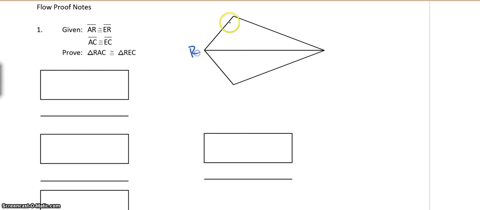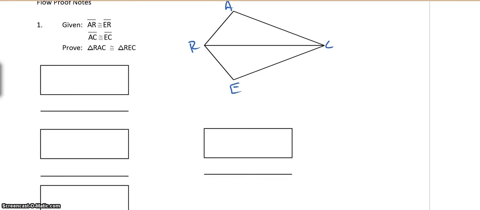So let's label our diagram here, RACE. The race is on. It's exactly like a two-column proof. So if you really understand a two-column proof, this isn't going to be much more difficult. We always start with our givens. The only thing is the information from our givens goes in the box.